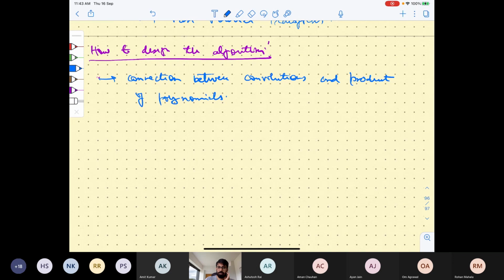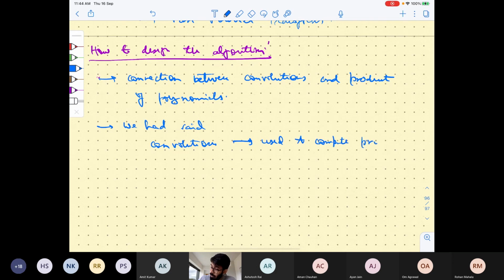So what we had said earlier, that convolutions can be used to compute product. But now we want to say the other way around. We want that for product, we use the product to compute convolution. And how? That's very natural, right?